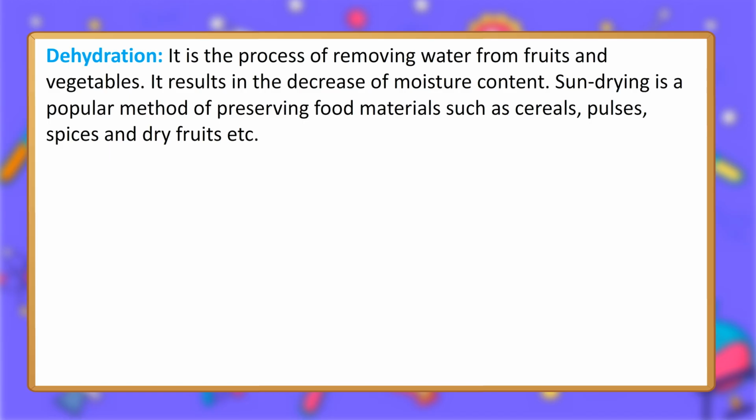Dehydration. It is the process of removing water from fruits and vegetables. It results in the decrease of moisture content. Sun-drying is a popular method of preserving food materials such as cereals, pulses, spices and dry fruits, etc.